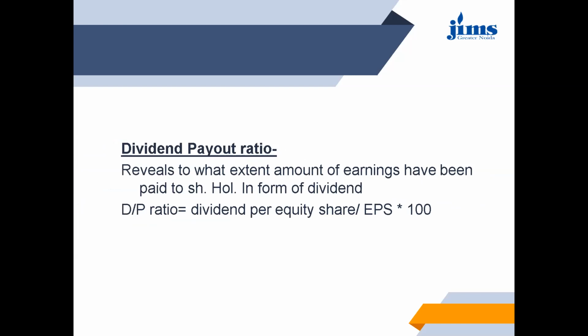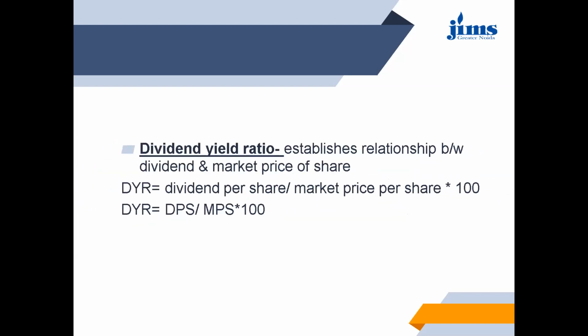Dividend payout ratio. Dividend payout ratio reveals to what extent amount of earnings have been paid to shareholders in the form of dividend. So the formula is dividend per equity share divided by earning per share into 100. Dividend yield ratio. It establishes the relationship between dividend and market price of share. So dividend yield ratio formula is dividend per share upon market price per share into 100.